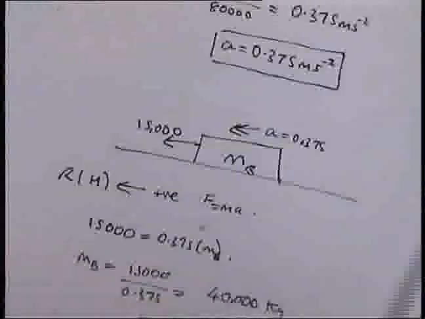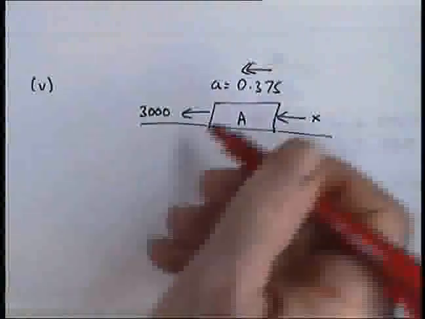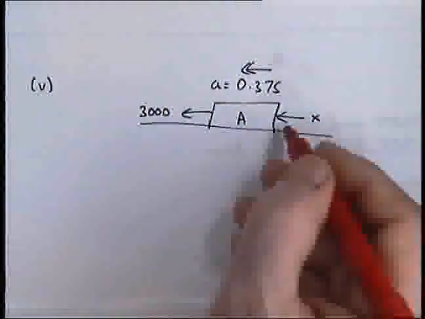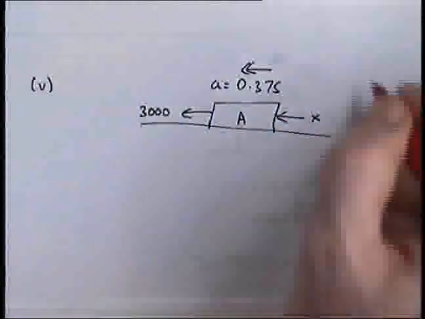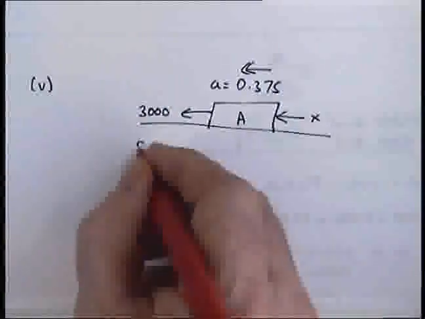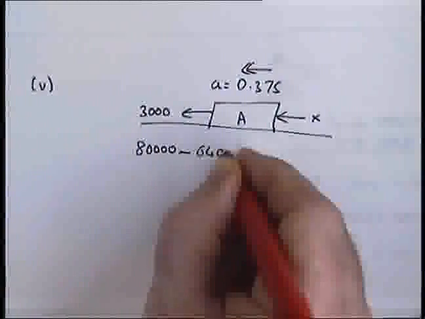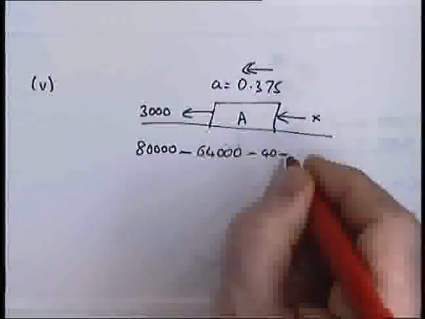So, can you please now model particle A, and restart the video when you're ready. So there's my model, there's carriage A. It's got its resistive force of 3,000 newtons, it's got the X which is applied to it by the engine, and we don't know its mass yet, but we do know that its mass is going to be 80,000, take away 64,000, take away 40,000, so 4,000.